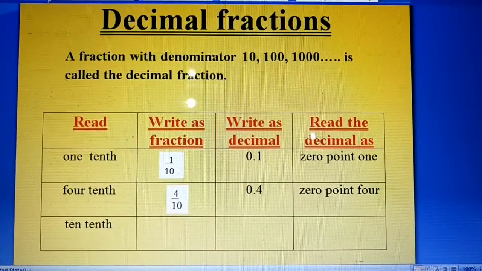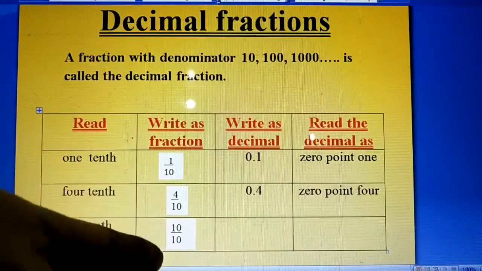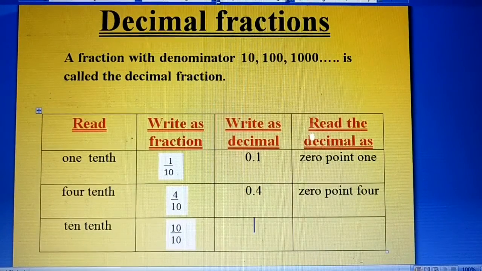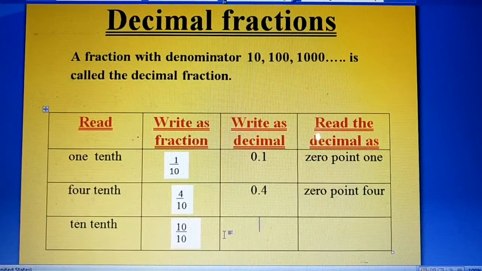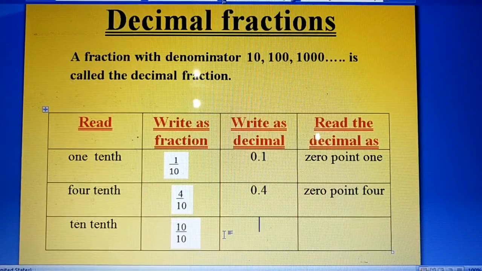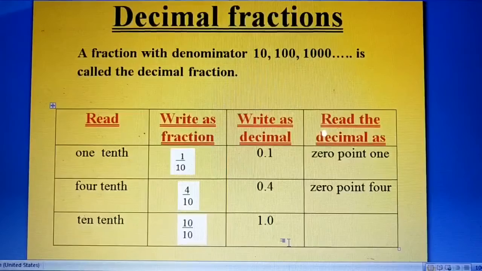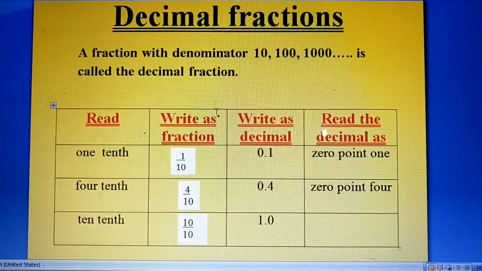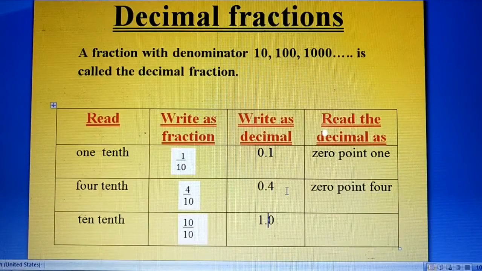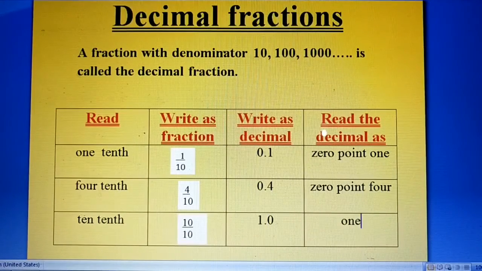Next, 10/10. Now how will we write it as a fraction? We will write it as 10 upon 10. Now how will we write it as a decimal? See, in the previous examples we had only one digit as numerator. Now we have two digits in the numerator and the denominator is the same, 10. So in this also we'll put the point before one digit of the numerator. So it will be 1.0. So how will we read it? We will read it as 1.